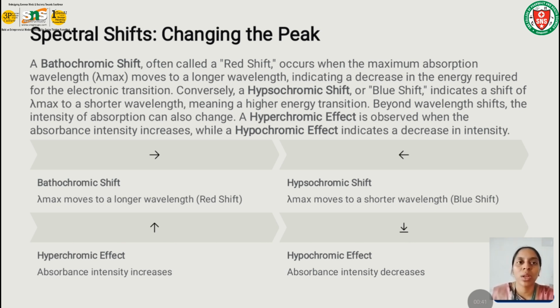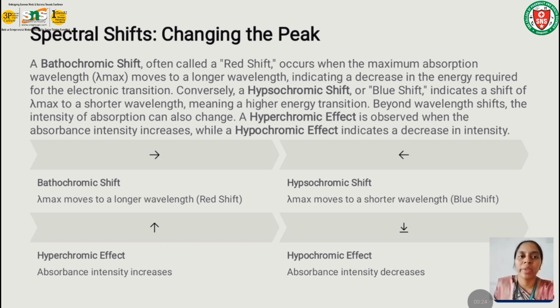A bathochromic shift, often called a red shift, occurs when the maximum absorption wavelength, that is lambda max, moves to a longer wavelength, indicating a decrease in the energy required for electronic transition. So the bathochromic shift is otherwise called a red shift, and here the lambda max of our compound will shift towards a longer wavelength.